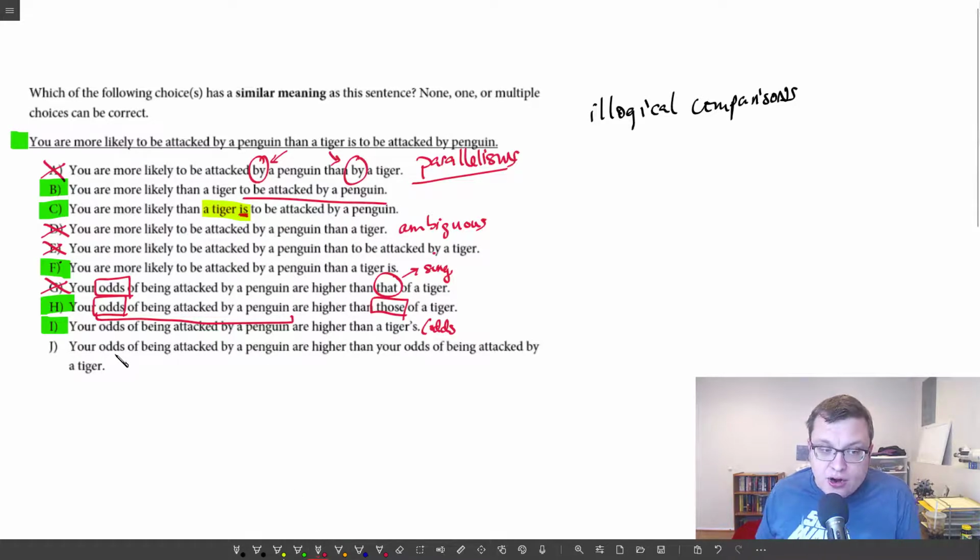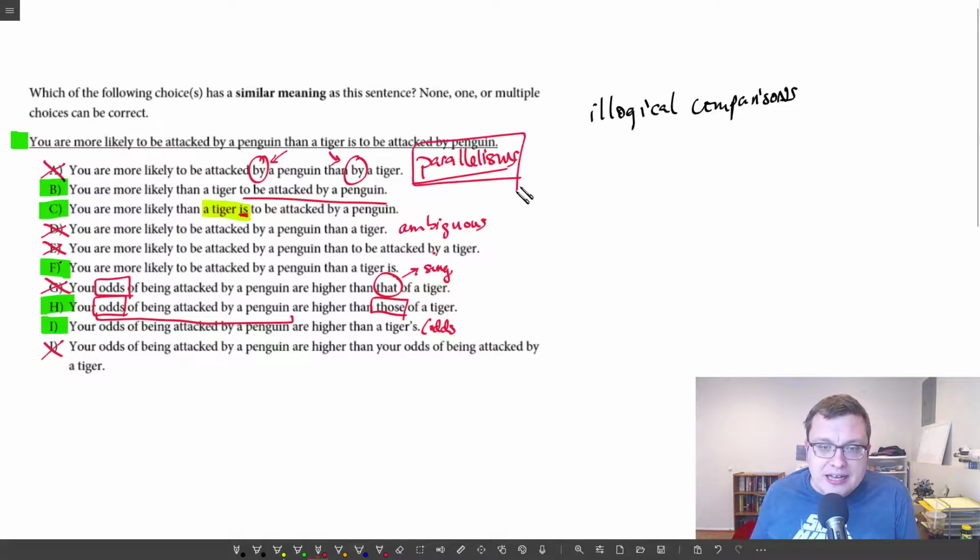Last, J: your odds of being attacked by a penguin are higher than your odds of being attacked by a tiger. So this is equivalent to A and E and G. And again, it's not comparing you versus a tiger who's more likely to be attacked by a penguin. It's comparing you, are you more likely to be attacked by a penguin or attacked by a tiger? And so that's not quite equivalent. And so the ones that are equivalent here ultimately are B, C, F, H, and I.